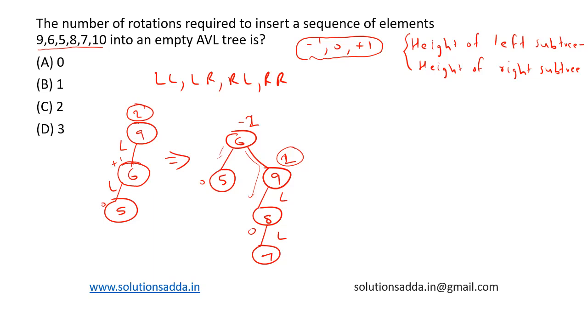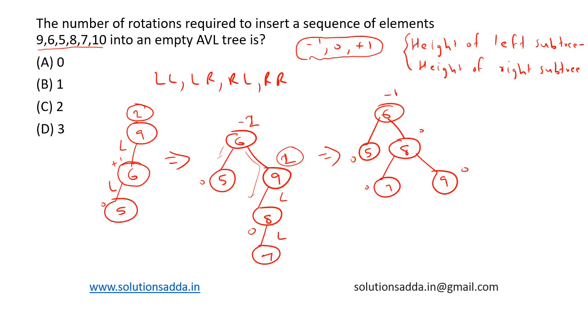So again we perform the rotation. That is, we lift this node 8 up. So 8 will be lifted up. Then we have 7. We have 9 here. Then 6 will be here. And we have 5 here. Now the balancing factor of 6 is 1 minus 2, that is minus 1. This has 0. This also has 0. This also has 0.